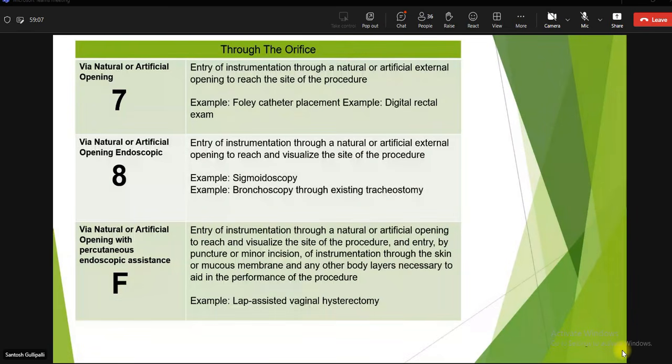So via natural or artificial opening. What is the approach for general laparoscopy?